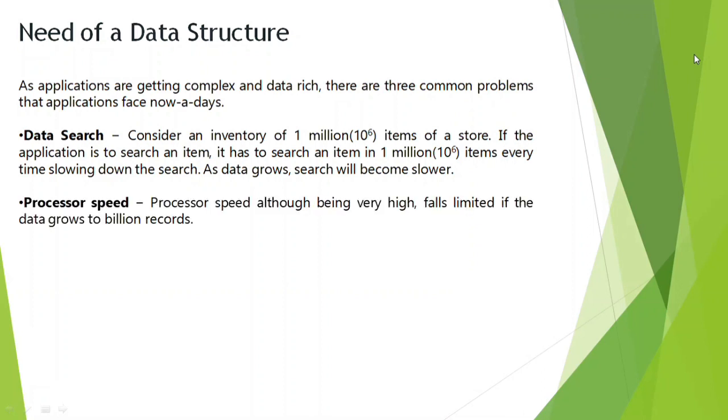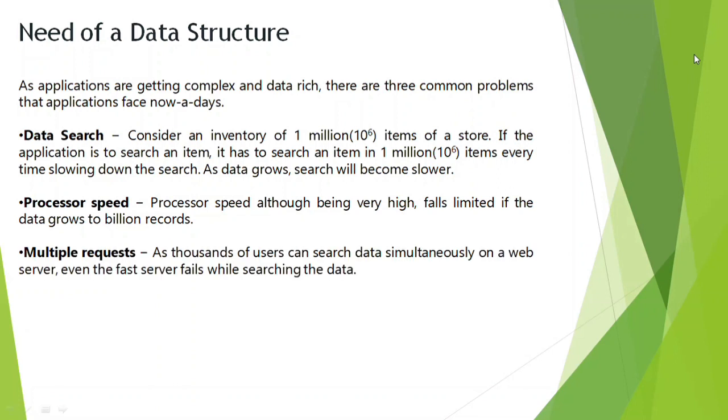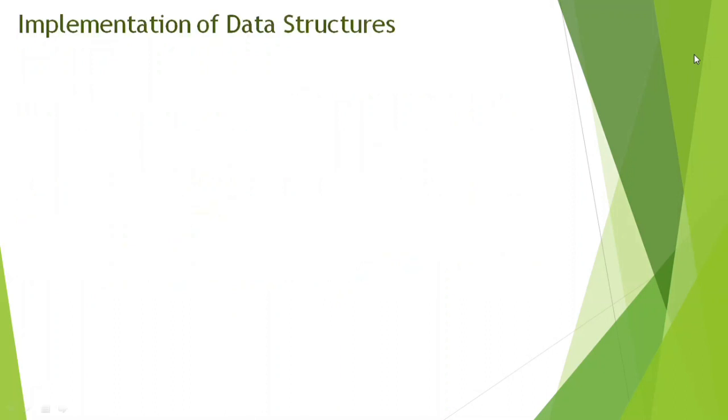Processor speed is also a very important point in today's session. Processor speed, although very high, falls short if the data grows to billions of records. Now let us see another important problem, that is multiple requests. As thousands of users can search data simultaneously on a web server, even a fast server fails while searching the data.